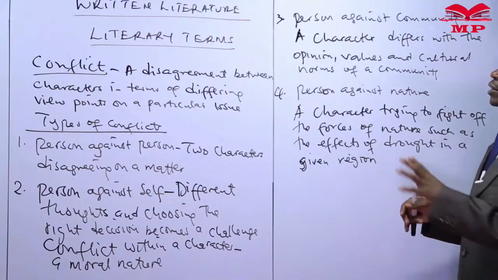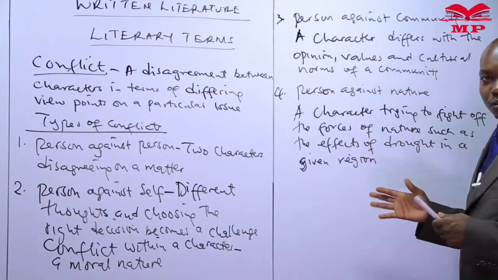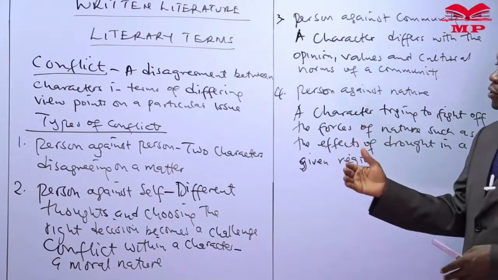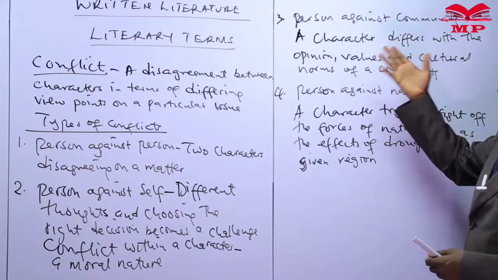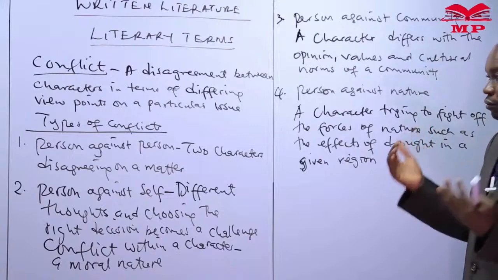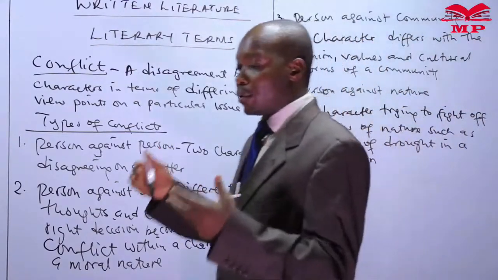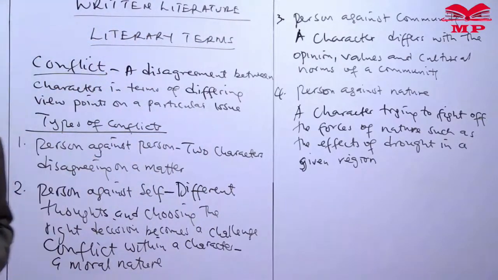So student, there are 4 types of conflicts. Number 1, I've said person against person. That means person against another person, another character. Person, in this case, person means character against self. Then there's person against community. Then person against nature. When you try to fight those forces of nature that maybe are working against your downfall. So that's conflict. Now we're going to look at another concept we call plot.